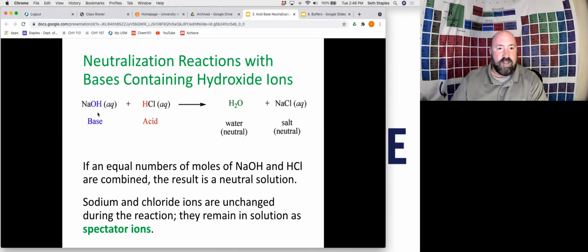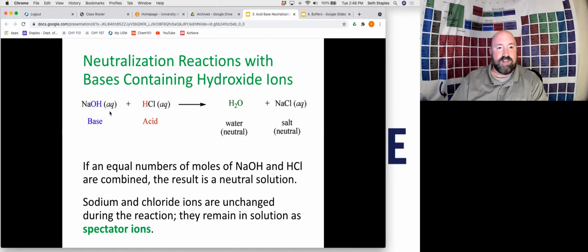We have NaOH reacting with HCl. And so we have the positive ion from one, the Na, coming together with the negative ion from the other, the Cl, to form NaCl, a neutral salt. The H from our acid comes together with the OH from our base to form HOH, which is just another way of saying water, H2O. And so if equal numbers of moles of each of those come together, then our result is a completely neutral solution. In this case as well, the sodium and the chloride ions are unchanged during the reaction.